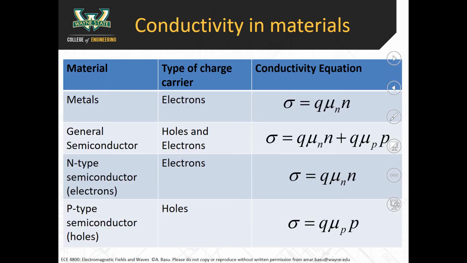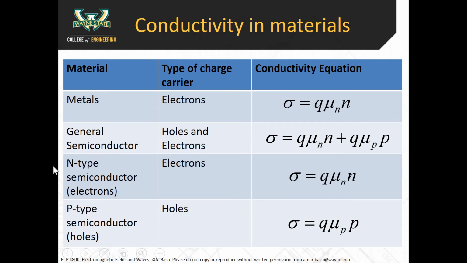Now, conductivity in materials. So what is the sigma? We've already derived it, so you can see where these formulas come from, but this is just a summary. If you have metals, then sigma, the conductivity, is just due to electrons. So it's Q times mu n times n. N is the electron concentration. The slides before were showing rho v equals rho v times mu. So rho v is just equal to Q times N.